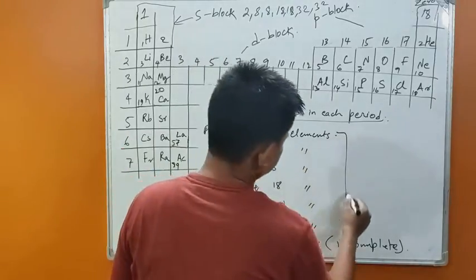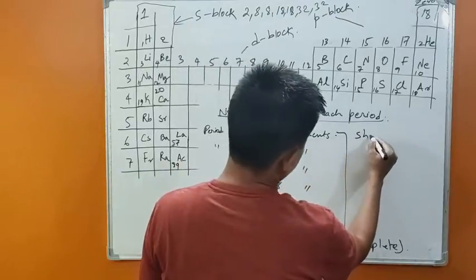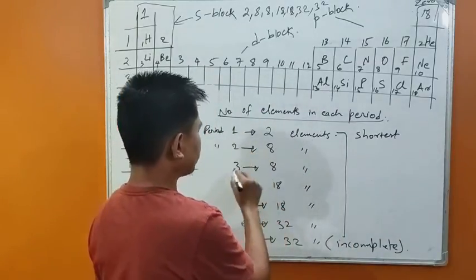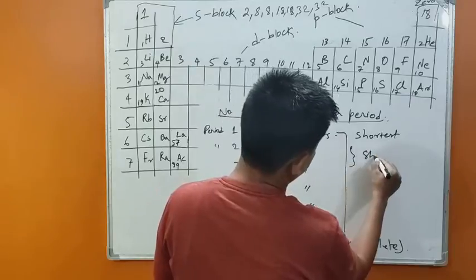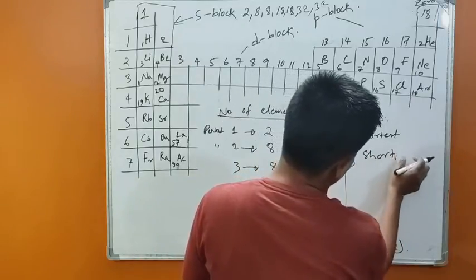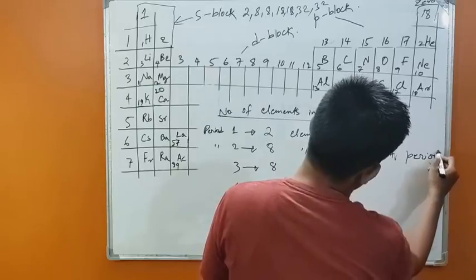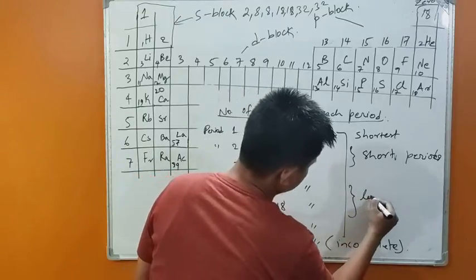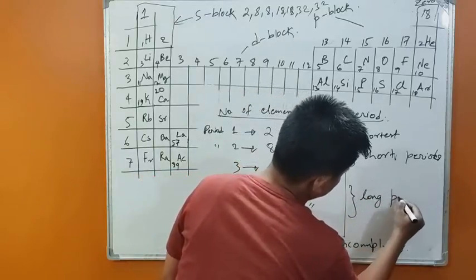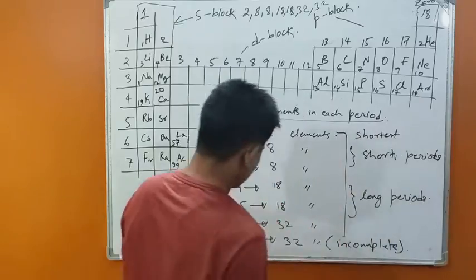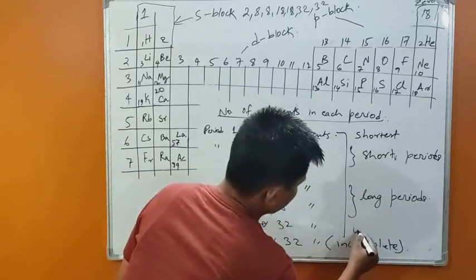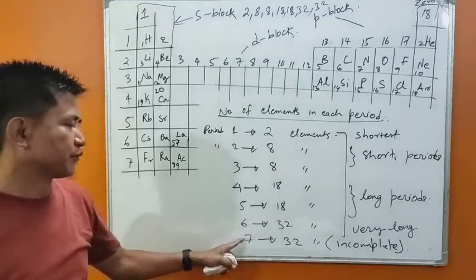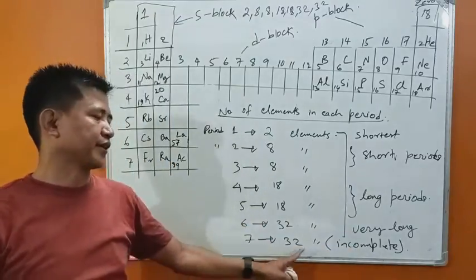Now period 1 is called the shortest period because it only contains 2 elements. Period 2 and period 3 are called short periods because both of them contain 8 elements in each period. And period 4 and period 5 are called long periods because both contain 18 elements in each period, and period 6 and 7 are called very long periods. Period 7 is an incomplete period.